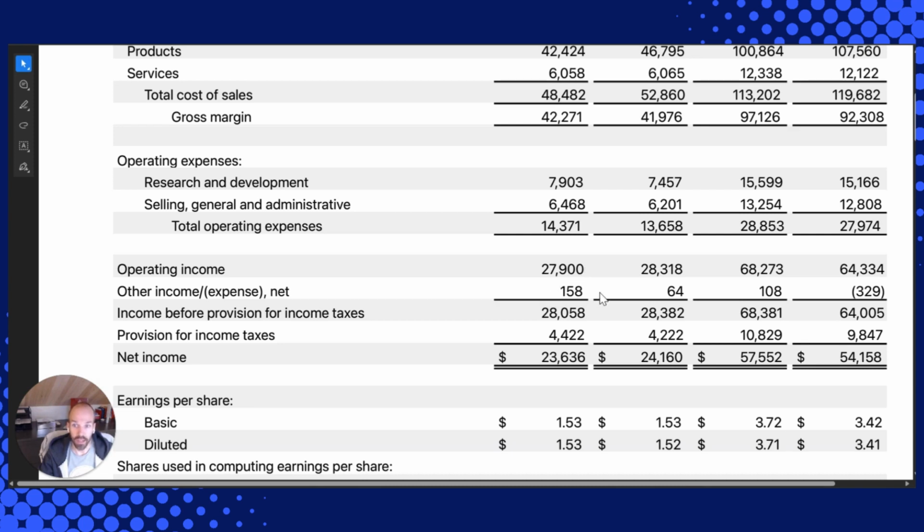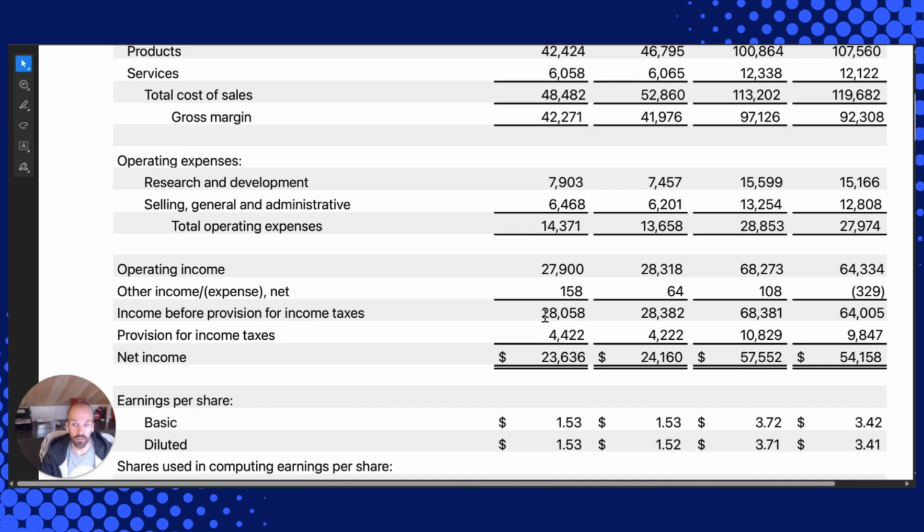And then you've got other income and expense. This might be interest income. So they've got big cash balances on their balance sheet, so they make income from that. They might have some debt and everything, so they pay interest on the debt. So this is basically non-operating income. It's a very small number, obviously.